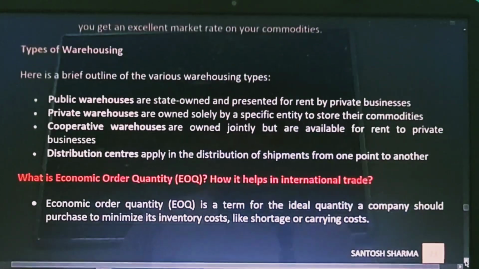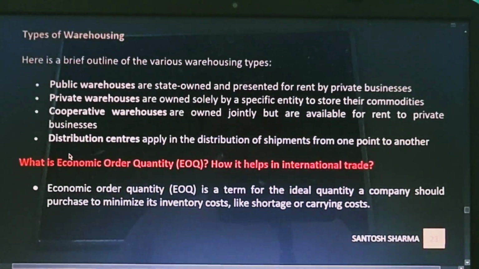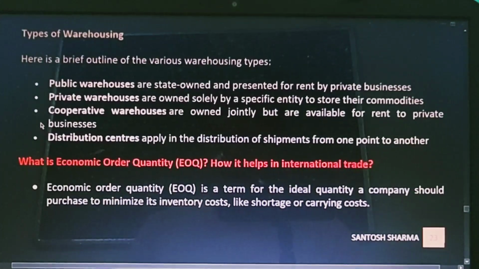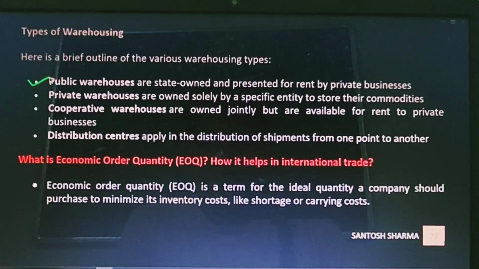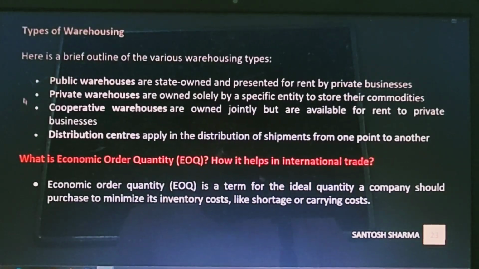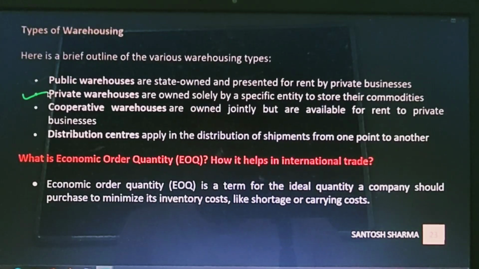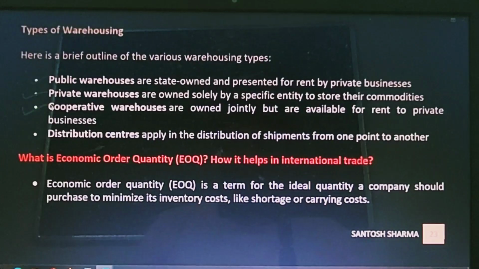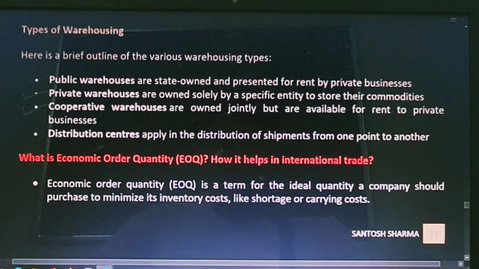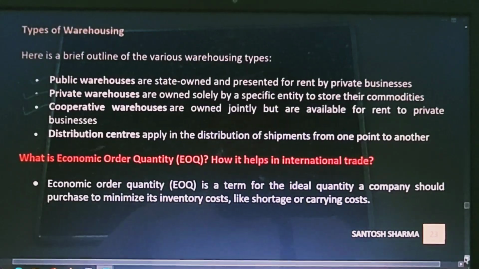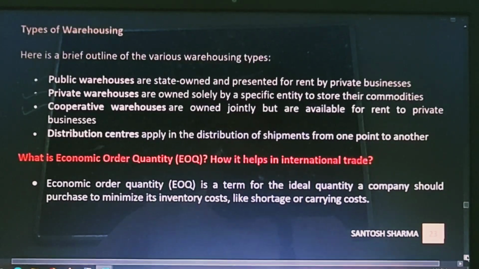Let's see the different types of warehouses. Basically there are public warehouses, ये सबसे important warehouses है set up by the government or state government, and private warehouses are also there which are owned by single individuals. Then there are cooperative warehouses which are owned by a group of business community. So basically these are the three different types of warehouses.